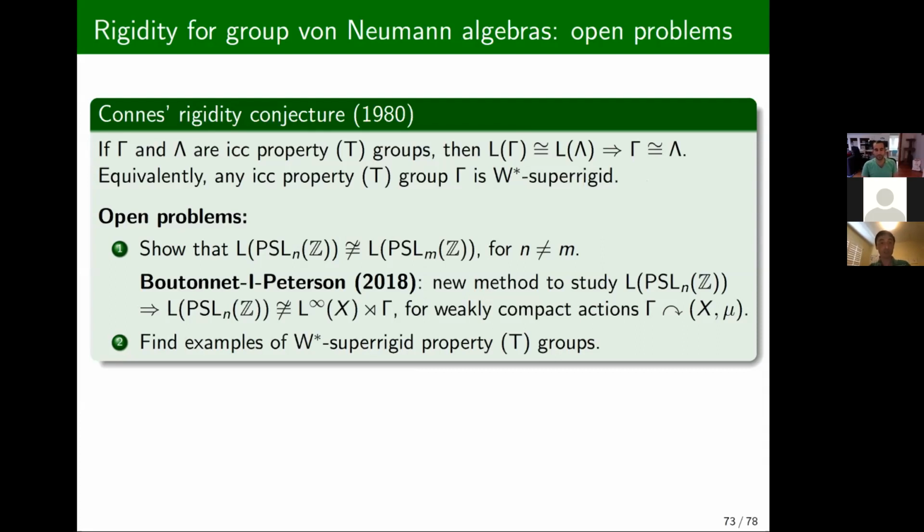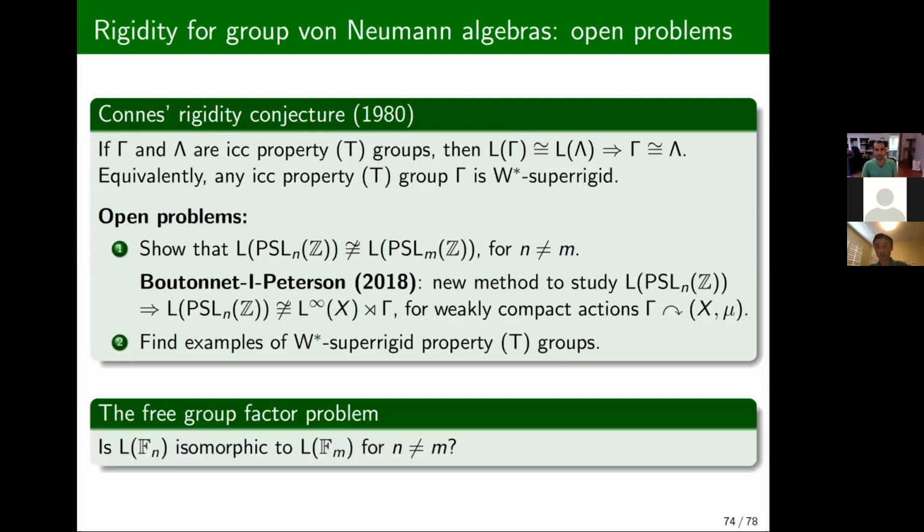I should not end this slide before telling you the counterpart of this problem for the free groups, which is the famous free group factor problem. The free group factor problem, which motivated Voiculescu to start free probability theory, asks whether for two free groups, Fn and Fm of different ranks, L of Fn is isomorphic to L of Fm. So this is also one of the outstanding open problems on group von Neumann algebras. This is all I had to tell you about group von Neumann algebras. So I finished with this conjecture of Connes and the free group factor problem.